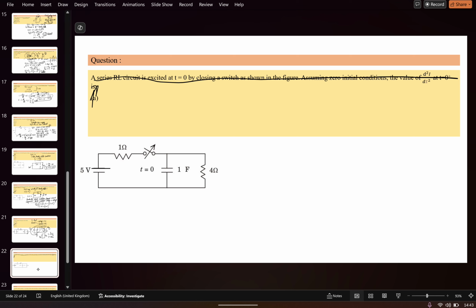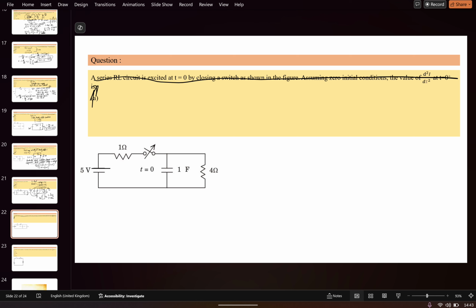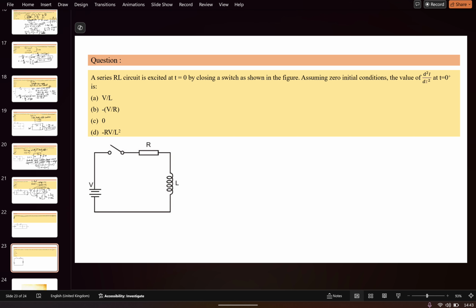Okay, let's move to the next part. Let's see if it is a correct part or not. Okay, this is the question. Actually, in this question, what it is asking is that a series RL circuit is given. It is excited at t is equal to 0. It means that the switch is being closed at t is equal to 0 plus. Assume zero initial condition.